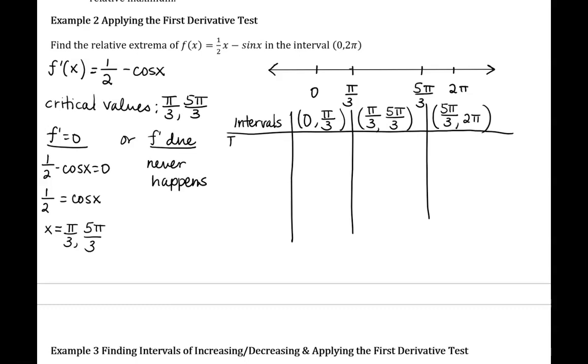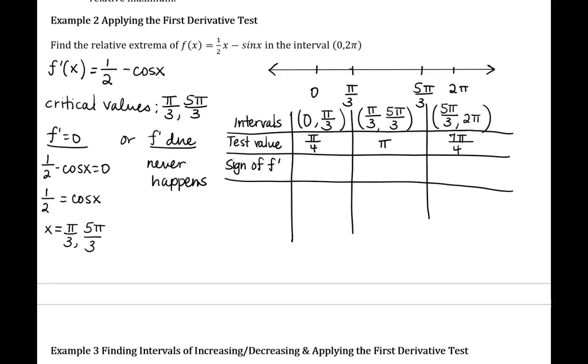And on each of these intervals, we will need to choose a test value. For the first interval, I will choose my test value to be pi over 4. That is a number that is between 0 and pi over 3. Then I need a number between pi over 3 and 5 pi over 3. I will choose pi. And then for a number between 5 pi over 3 and 2 pi, I will choose 7 pi over 4. Again, any number can be chosen here as long as it is between 5 pi over 3 and 2 pi. Now what we need from those numbers is the sign of f prime.